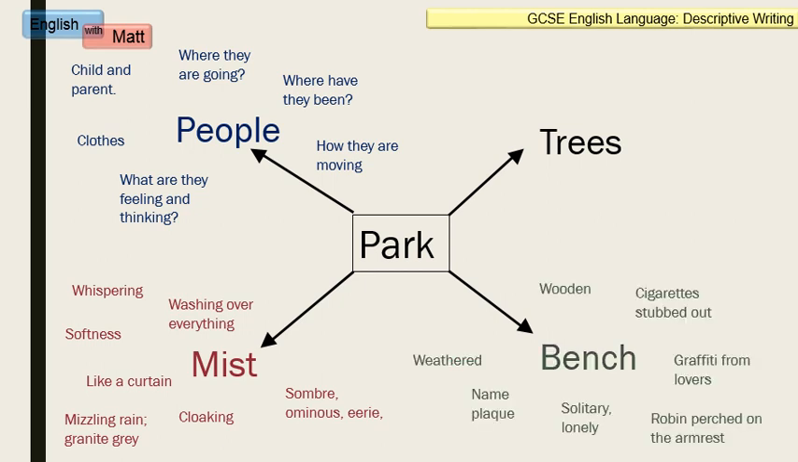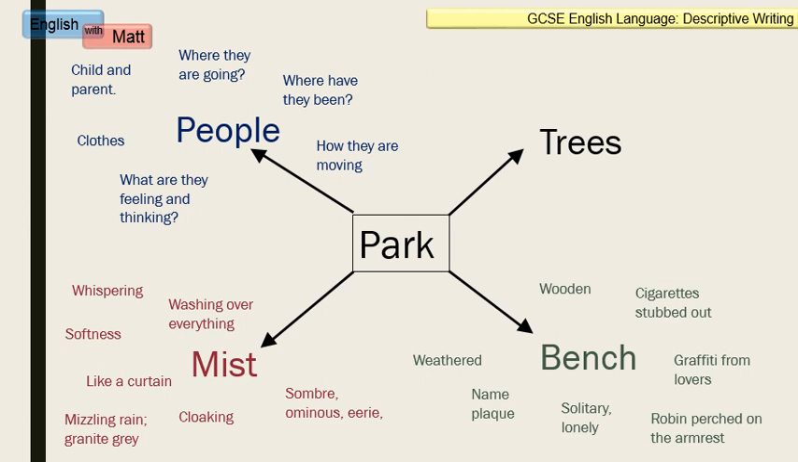The bench, well, what is the bench made of? What does the bench look like? What's under the bench? So you might say the bench is wooden. The bench is weathered by lots of weather. You might say that there's a plaque on the back of the bench dedicated to somebody that passed away years ago, or that the plaque is beginning to rust or tarnish. You might personify the bench as being solitary or lonely.